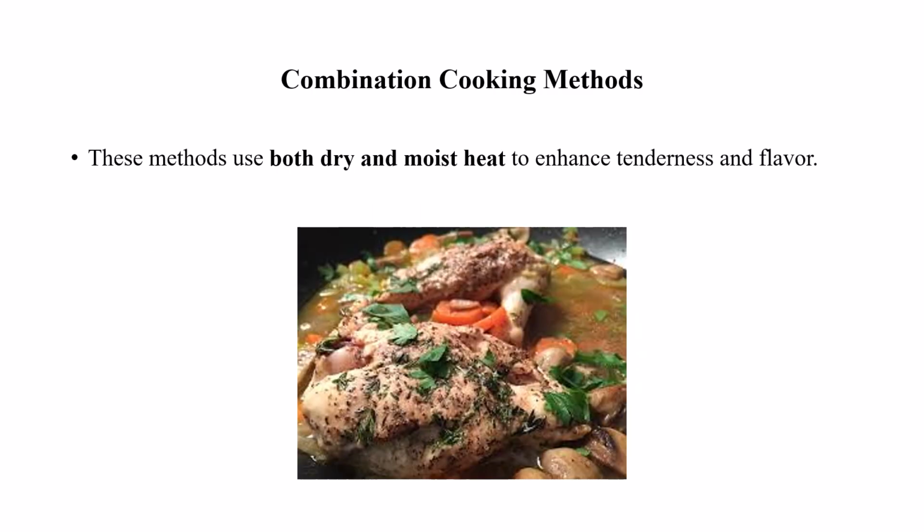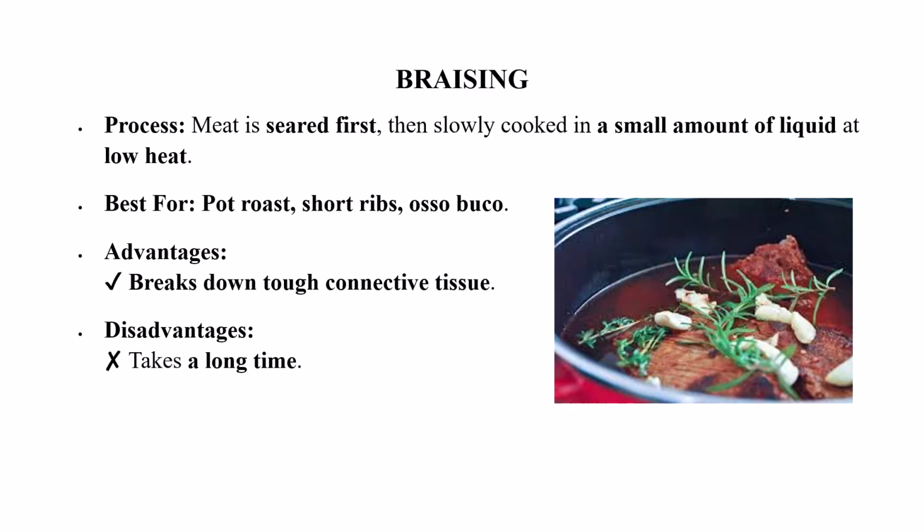Combination cooking methods use both dry and moist heat, making them perfect for tough meats that need extra time to break down. Braising. Meat is first seared at high heat, then slowly cooked in a small amount of liquid at low temperatures. Works well for pot roast, short ribs, and osso buco. Takes time but creates tender, flavorful dishes.